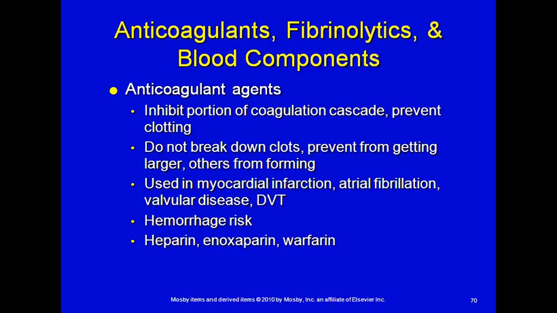Anticoagulant agents inhibit a portion of the coagulation cascade and prevent clotting from occurring. They don't break down clots, they just prevent them from getting larger, and they prevent other clots from forming. We use the anticoagulants in MIs. We use them during atrial fibrillation to prevent clots from forming in the atrium that increase the risk of the patient having PEs and strokes as a result of clots in the atrium.